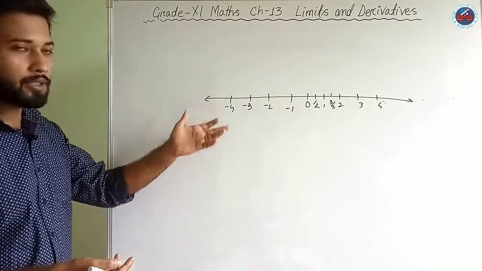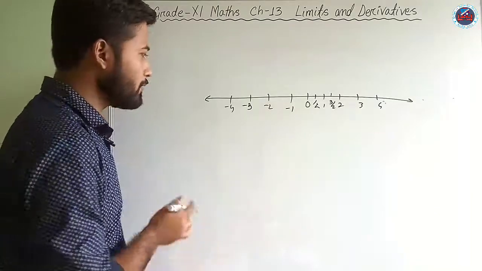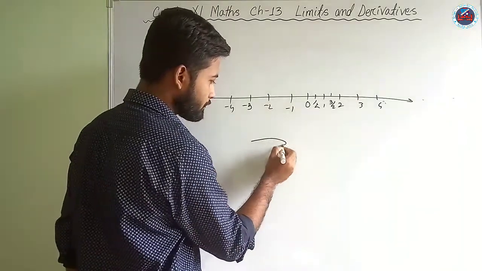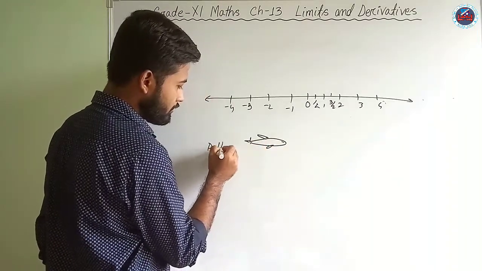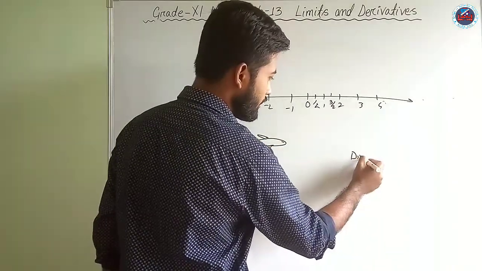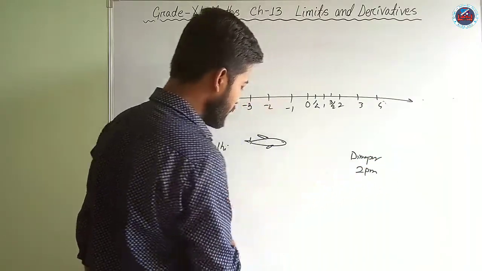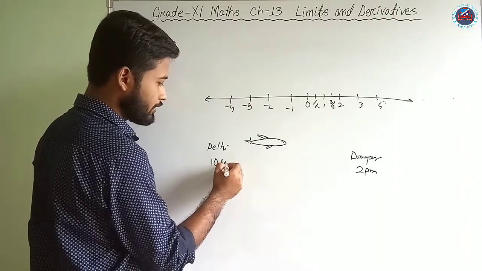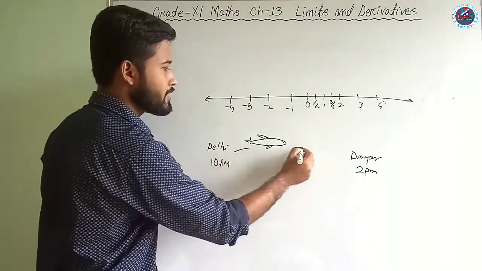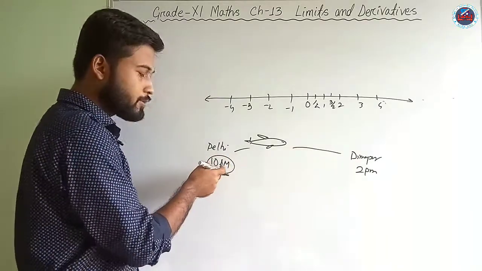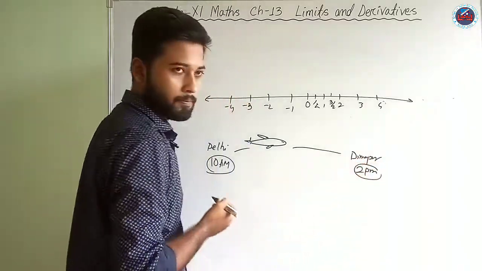Now since we are dealing with the real number line, let us take the example of the previous one. That is, we have taken that the flight started from Delhi and reached Dimapur. It reached Dimapur at 2 p.m. It started from Delhi at 10 a.m. Okay. Now here we had the initial time. That is, it will start at 10 a.m. and our destination was 2 p.m.